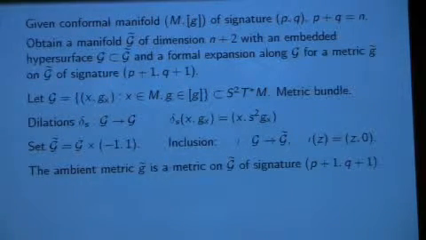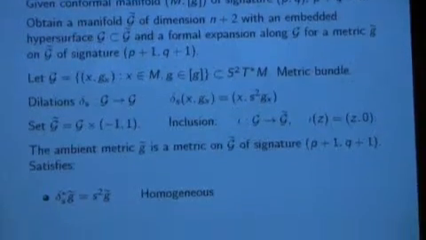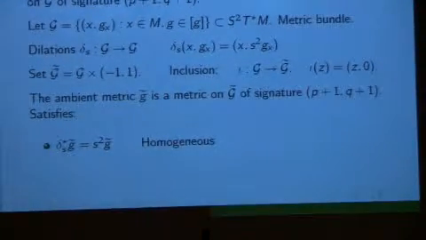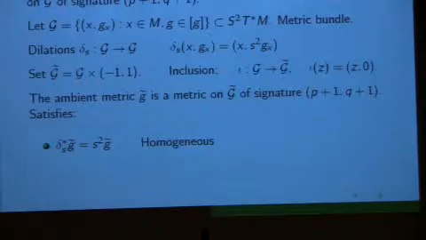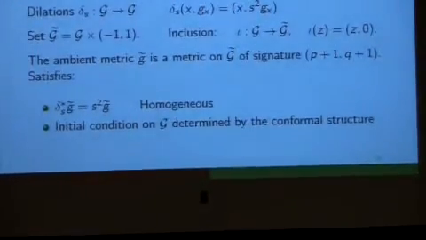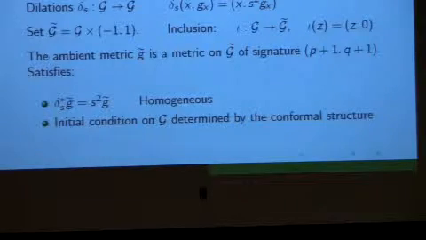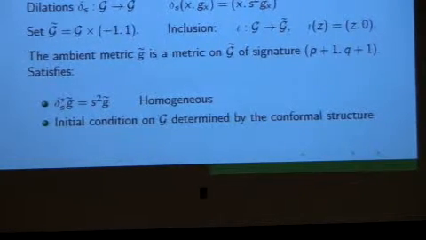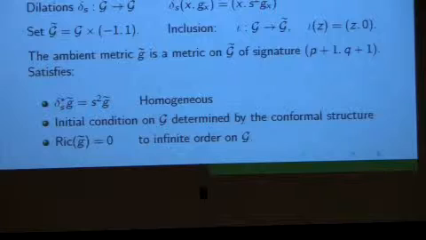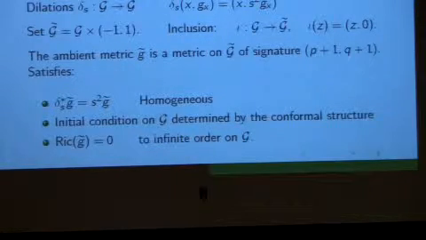It's a metric on the n plus 2-dimensional space, with signature p plus 1, q plus 1. And it's supposed to satisfy 3 conditions. First, it's homogeneous with respect to these dilations, so it's always got a homogeneity built in. Second, it satisfies an initial condition on G that's determined by the conformal structure. I'm not going to write down exactly what that is, since I've only got limited time. And the last is the differential equation it satisfies, which is that it should be Ricci flat to infinite order. So that's the curvature condition that's supposed to determine this ambient metric.